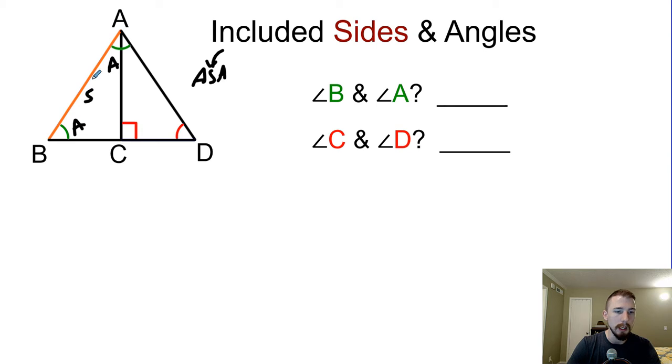Okay, so this would be angle side angle. Same thing here. We have this angle and this angle. The side that's included in between it is going to be the side CD. So CD is included in between angle C and angle D. It would be CD, and this would be AB.